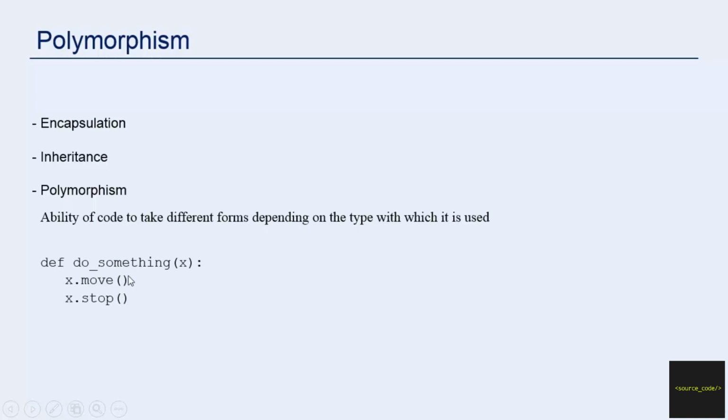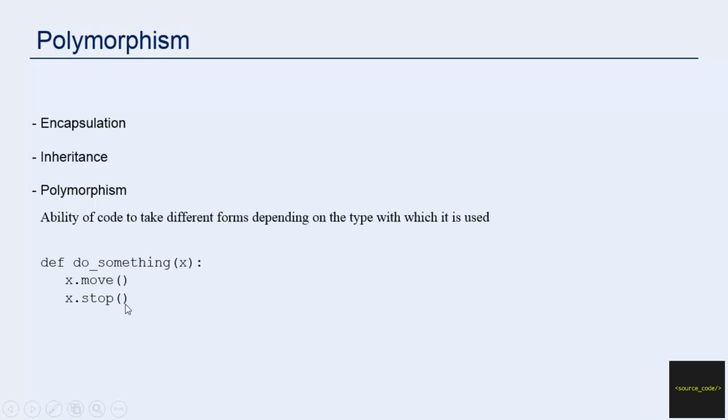We have this function do something that has this parameter x. Inside this function, these two methods are called on x. We know that Python is a dynamically typed language. There are no type declarations. So the type of this parameter x is not declared. We can send any type of object to this function. We could send a list object or a string object, but then we'll get error in that case because string type and list type do not support these methods move and stop. So this function will work correctly as long as we send objects of those types that support these two operations.